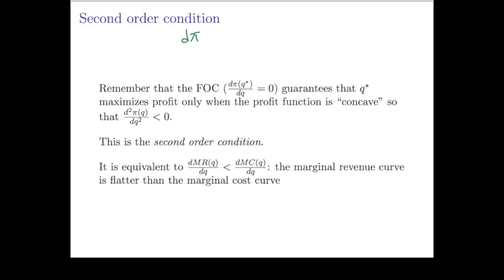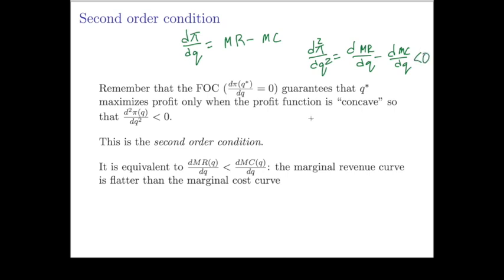Remember that the derivative of the profit function is marginal revenue minus marginal cost. So if I take the second derivative of the profit function, I get the difference between the derivative of the marginal revenue and the derivative of the marginal cost. So if this thing is negative, that means that the first term has to be smaller than the second term. So the derivative of marginal revenue with respect to quantity has to be less than the derivative of the marginal cost with respect to quantity. So the marginal revenue curve has to be flatter than the marginal cost curve.